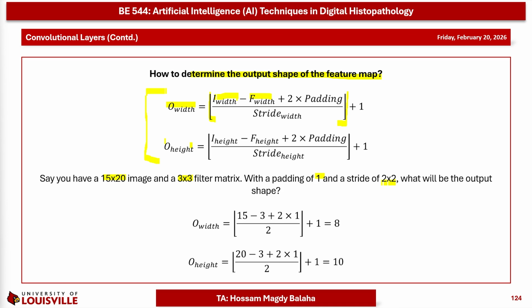For the width, it will be 15 minus 3, which is the kernel width here, plus 2 multiplied by 1, which is the padding, divided by 2. This will be 15 minus 3 is 12, plus 2 will be 14, divided by 2 is 7. Apply flooring in case you have decimal points, plus 1 will be 8. So the new width will be 8. What about the height? 20 minus 3 is 17, plus 2 is 19, divided by 2 will be 9.5. Flooring will give 9, plus 1 will be 10.